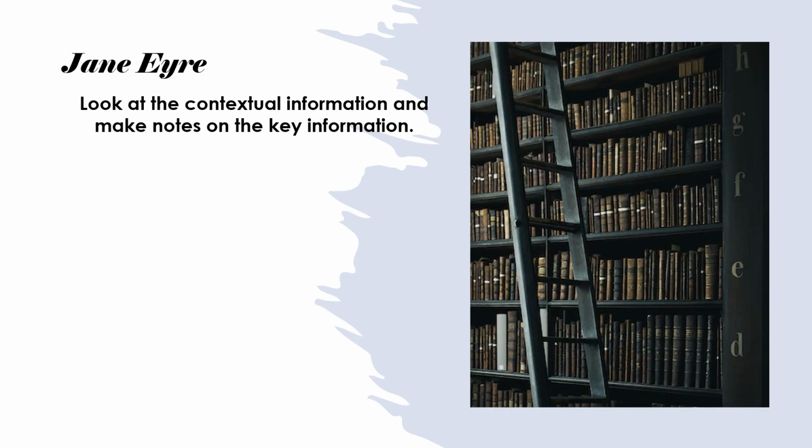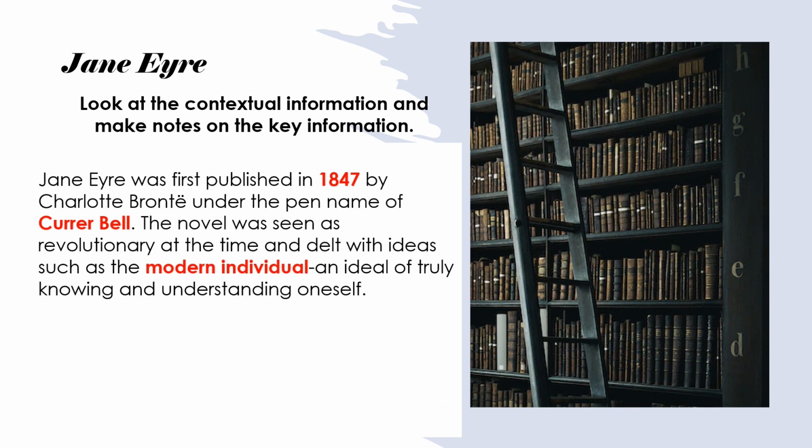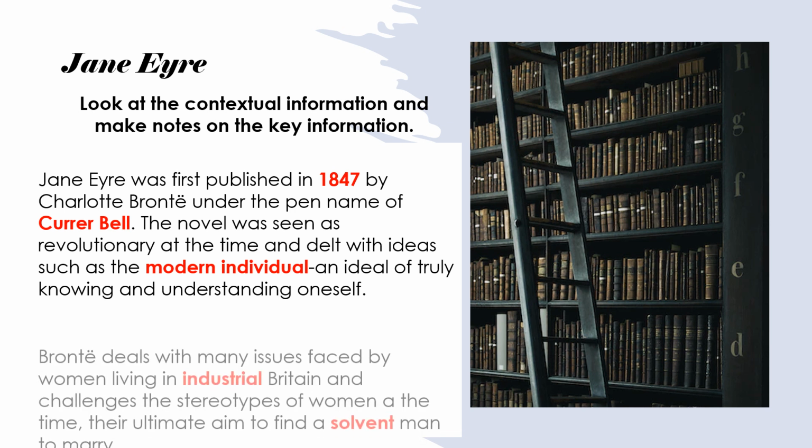Look at the contextual information and make notes on the key information. All of this is factoring in the same keywords that we were looking at on the previous slide. The first thing to think about is that Jane Eyre was published in 1847 by Charlotte Bronte. However, it was under the pen name of Currer Bell. The novel was seen as revolutionary at the time and dealt with ideas such as the modern individual, an idea of truly knowing and understanding oneself.